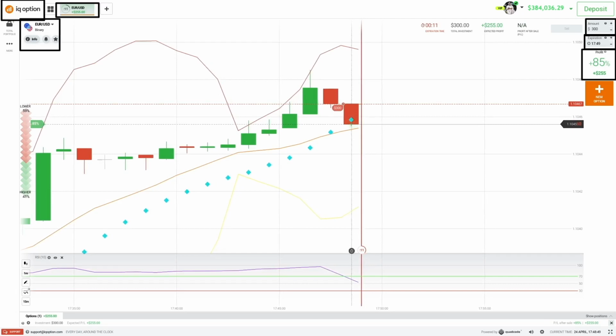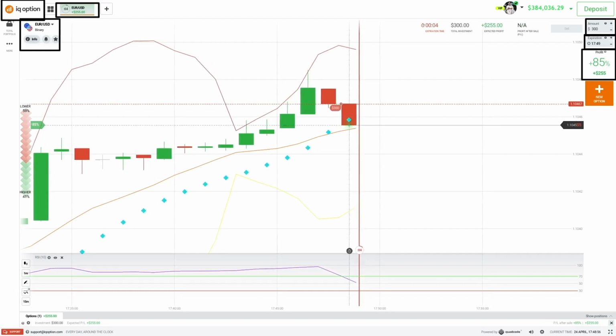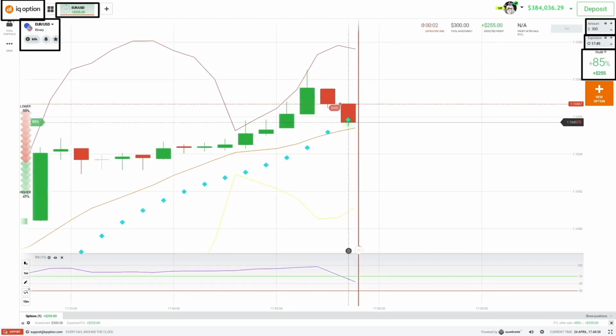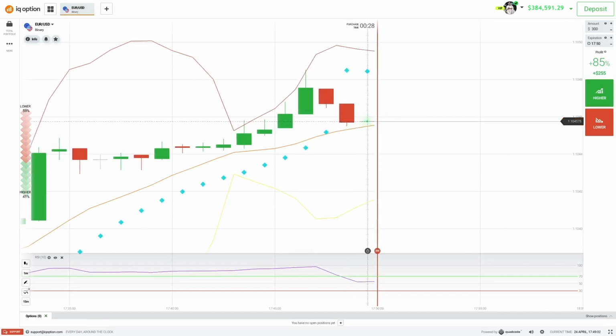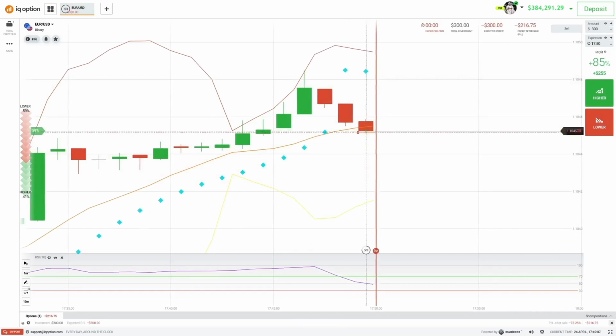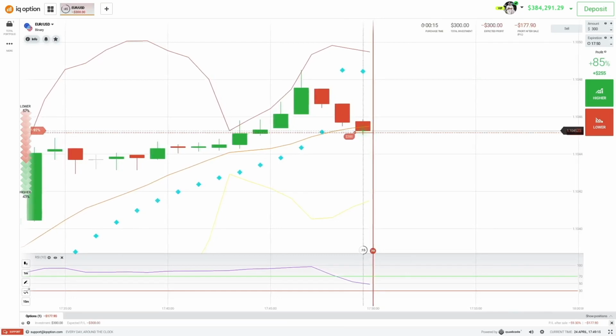There's plenty of other good platforms out there, for example Codex, binary.com, pocket.com. You need to choose your own. I'm not telling you to choose any one of those. I'm telling you that you need to do your own research and find the best platform that fits your needs.